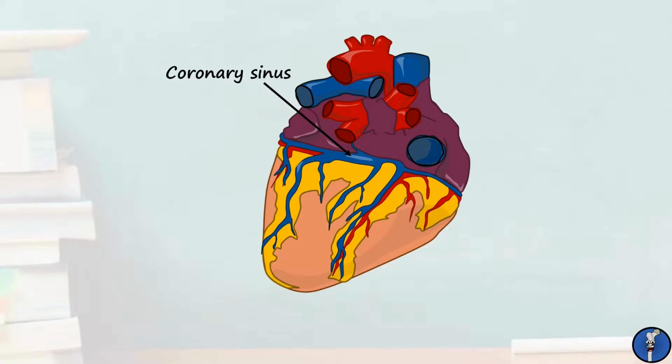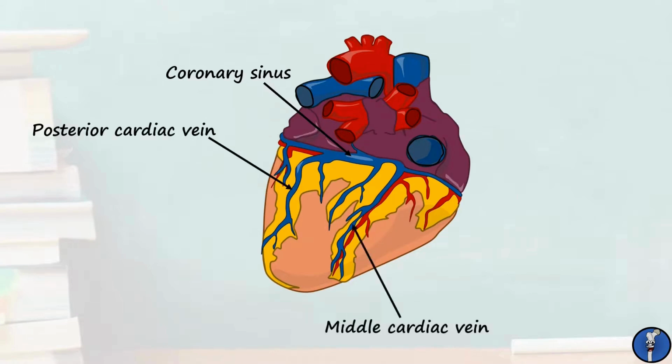On the diaphragmatic surface, the main veins of note are the posterior cardiac vein, which runs over the left ventricle, the middle cardiac vein, which travels with the posterior interventricular artery, and the small cardiac vein, which brings blood from the anterolateral side of the heart.